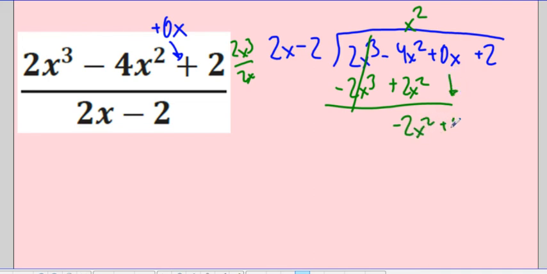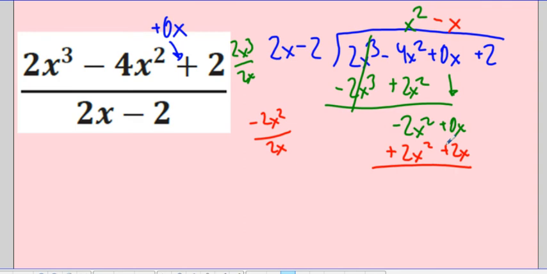Drop down the plus 0x, and so I have negative 2x squared divided by 2x, and that's going to give you negative x. So negative x times 2x is negative 2x squared. Negative x times negative 2 is positive 2x. And we're subtracting. So when we subtract, flip the sign, so that's positive, and this will be negative. Those cancel, and then we drop down the negative 2x, and drop down the plus 2.